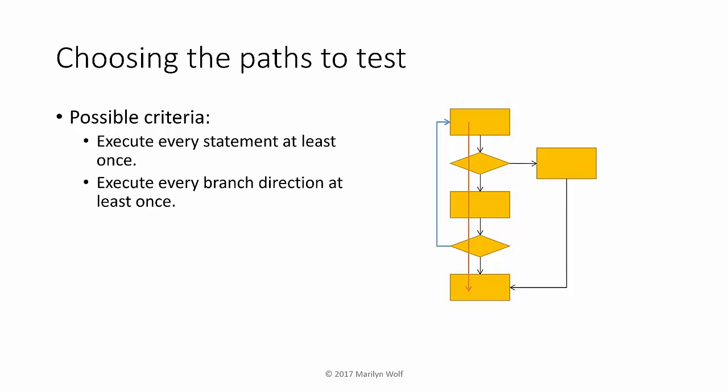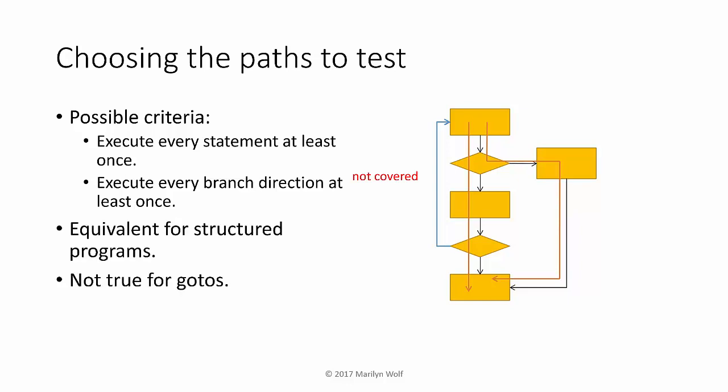Here is one path through the program, a second path through the program. These two paths together satisfy the first criteria. We touch every block and every diamond in the program at least once. We touch almost all of the edges, but we don't touch the blue edge. That's not covered. So we would need to run an additional test in order to cover that edge if our criterion was to test every edge at least once.